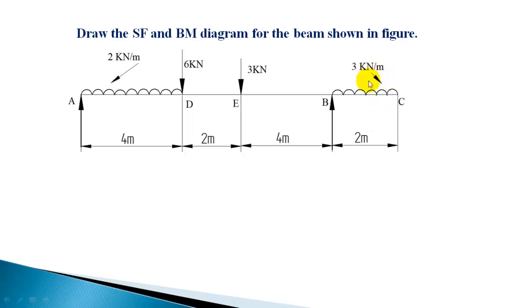So the resultant load of this is 3 into 2, 6 kilonewton acting at the center. That means from B it is 1 meter, and from the support A it will be 11 meter. This is totally 10 up to B and then another 1 meter, 11 meter. So you have to draw the shear force diagram and bending moment diagram for this beam.